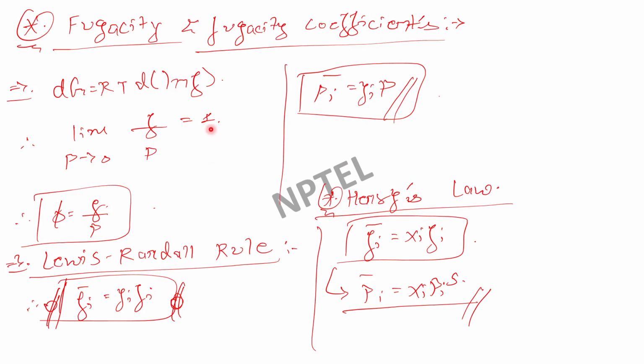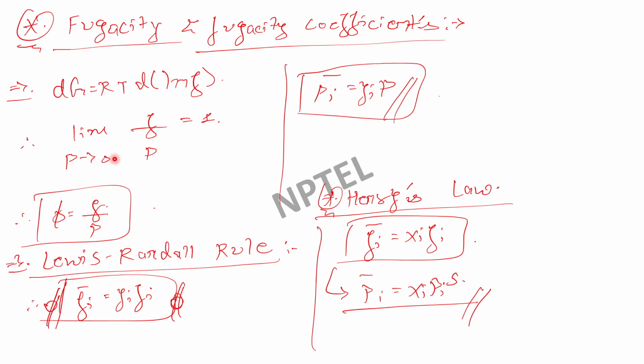Now, what is fugacity and fugacity coefficients? Because this week is related to the term fugacity and its relation with the fugacity coefficients. We have the differential of Gibbs free energy equal to RT d ln f. Now we know that y_i bar is equal to P_i bar by P, that is the partial pressure by the total pressure, and y is the mole fraction in the vapor phase.